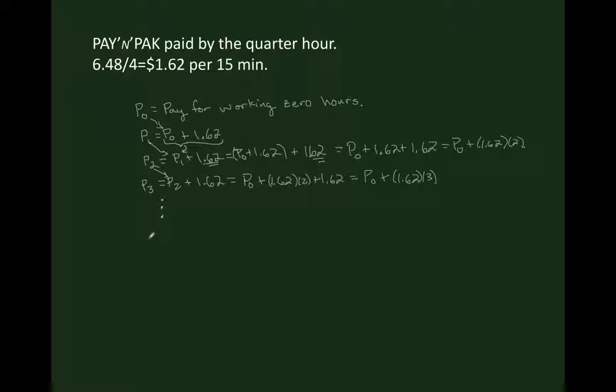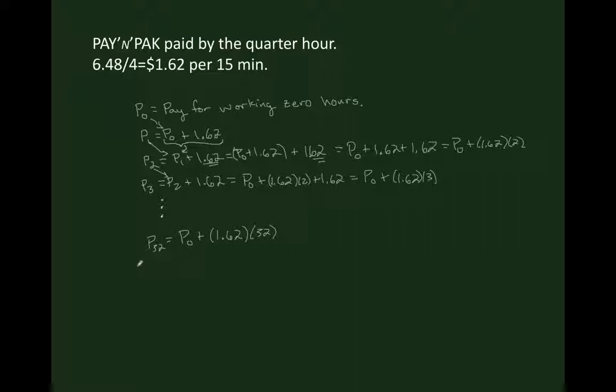We could continue it to, well, let's see, how many quarter hours would be 8 hours? 8 hours would be 32 quarter hours. So P32 for an 8-hour day would equal P sub 0 plus 1.62 for every quarter hour, that would be times 32 because there were 32 quarter hours.